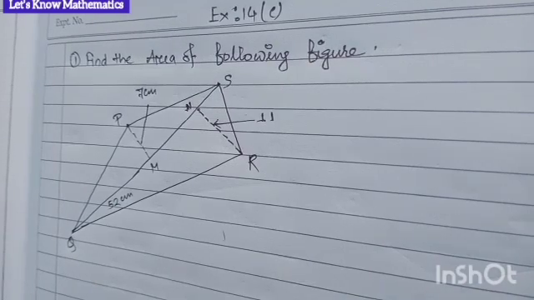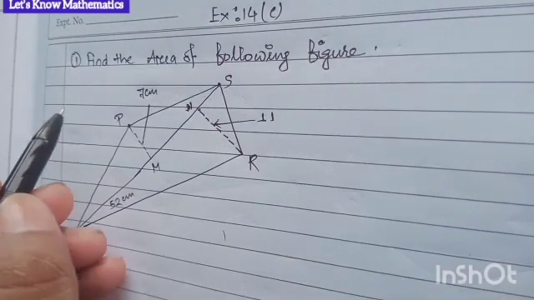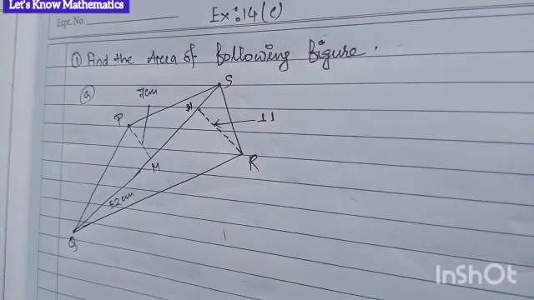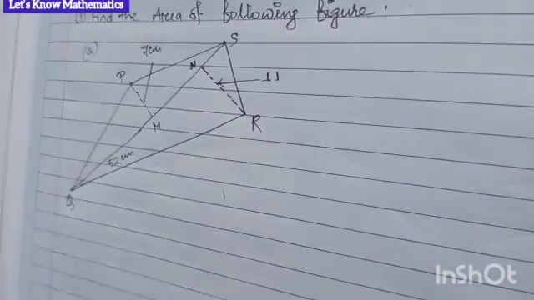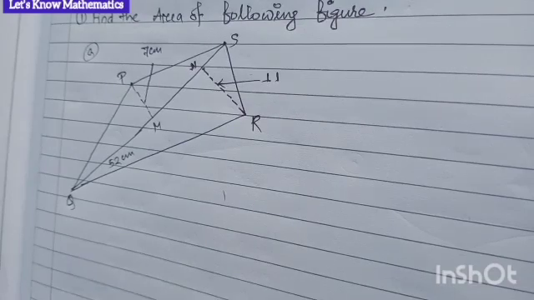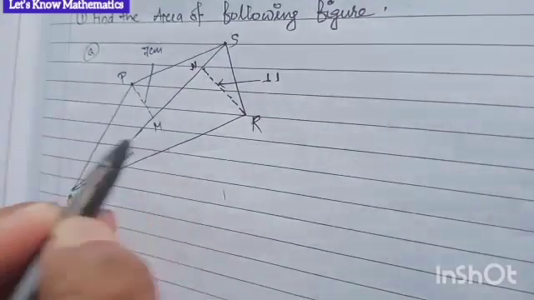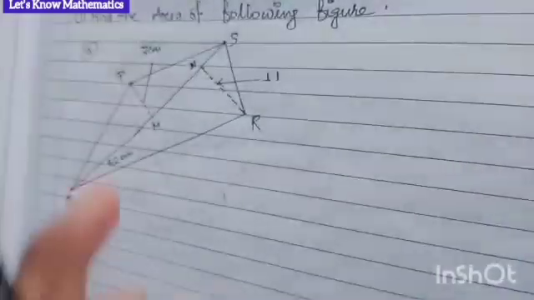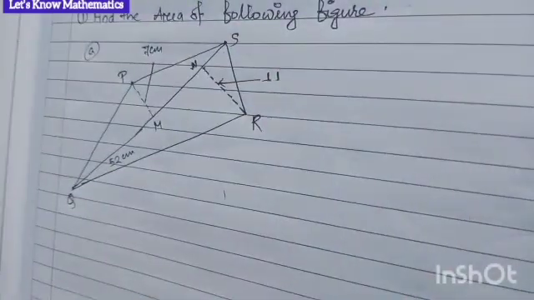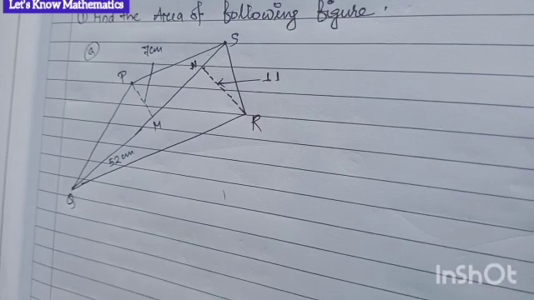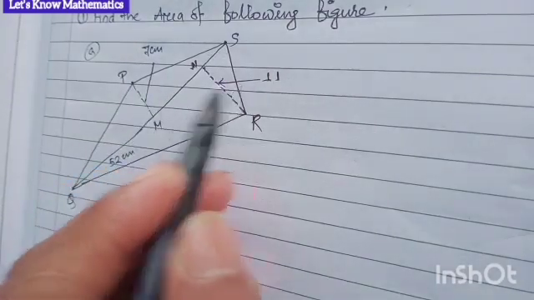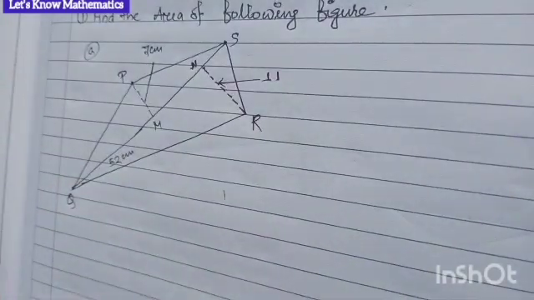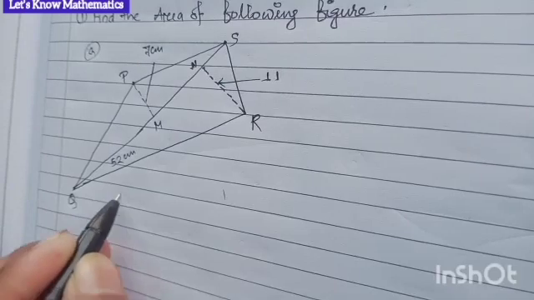So see this one, exercise 14C, question number 1, option A. The question is, we have to find the area of the following figure. Here you see this is PQRS, a general quadrilateral. How do you know? Because it has two heights and one diagonal. That is why it is confirmed.